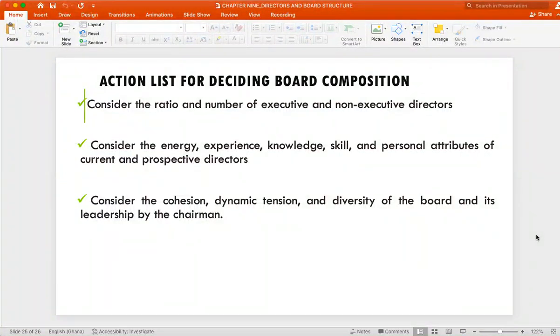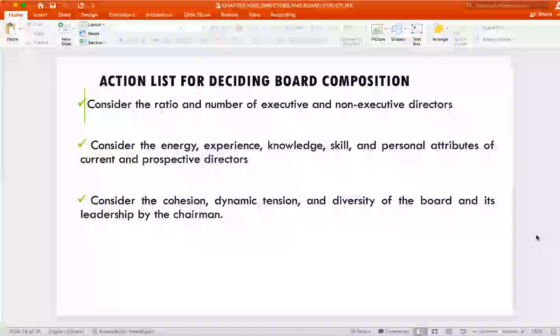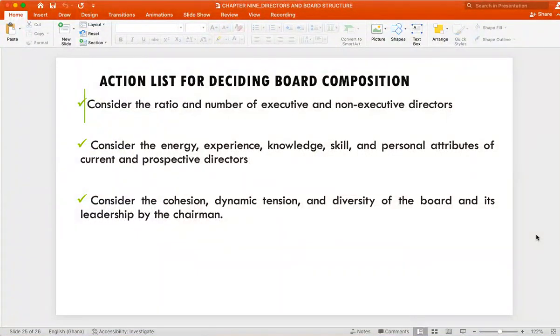Then consider the energy, experience, knowledge, skill, and personal attributes of current and prospective directors. Very, very important. Okay, so the energy level, very important. If you have most of them aging, what it means is that they cannot take the rigorous challenge of board meetings, sitting for long hours, and so on and so forth. But that doesn't mean you shouldn't have old people. It should be a blend, a mix of the old and the young. So you want to consider that. Okay, so energy and experience go hand in hand. You want to be mindful of the knowledge, the skill, the personal attributes too, very, very important.